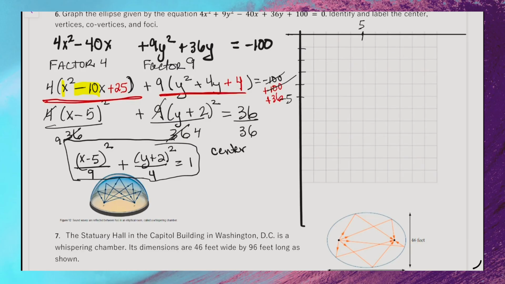Now that the equation is in standard form, I can pluck out the h and the k for the center. So that will be 5, -2. Okay. I know that the a for ellipses, a is the largest. Okay. And that means this 9 is a squared.